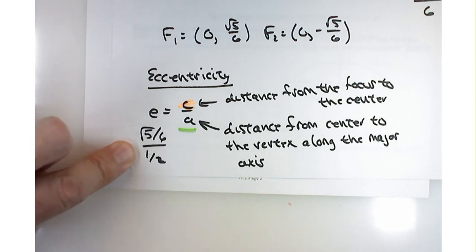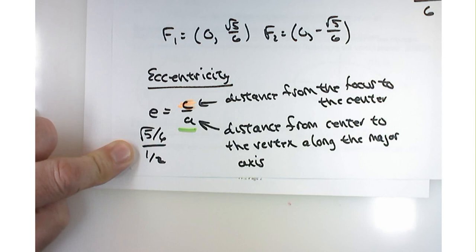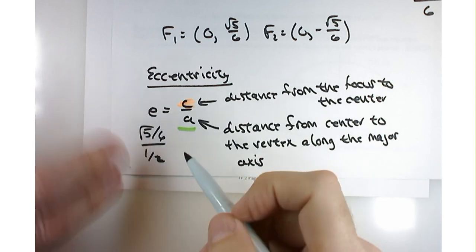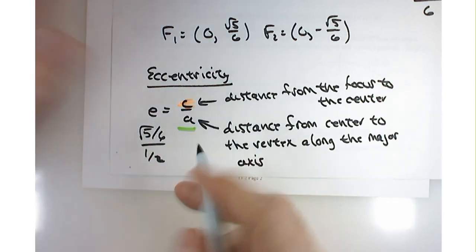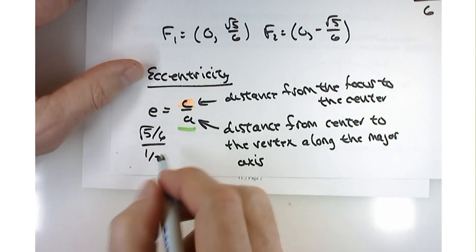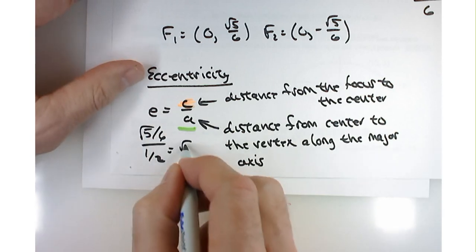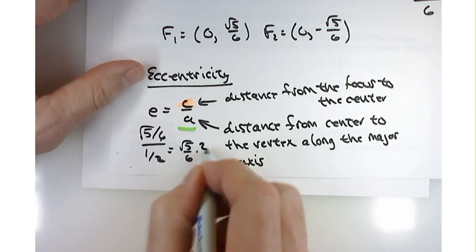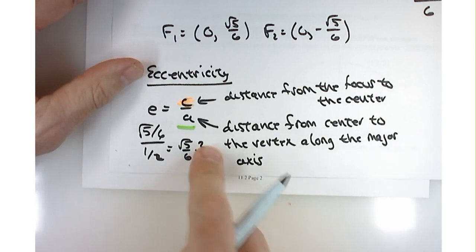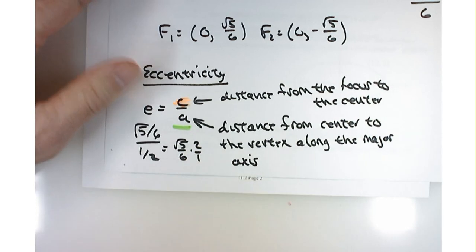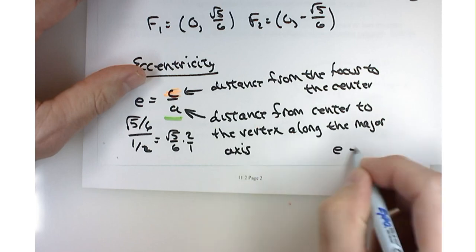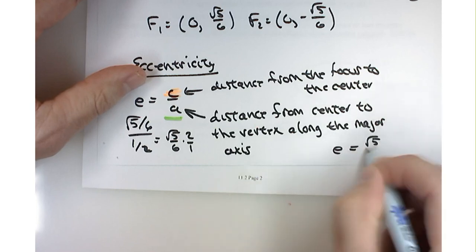You remember the trick to divide two things that are fractions? Flip and multiply. Yeah, flip and multiply. So you'd be multiplying this by 2. So it's going to be square root of 5 over 6 times 2 over 1. And that 2 and this 2 will cancel, so the eccentricity is going to be square root of 5 over 3.